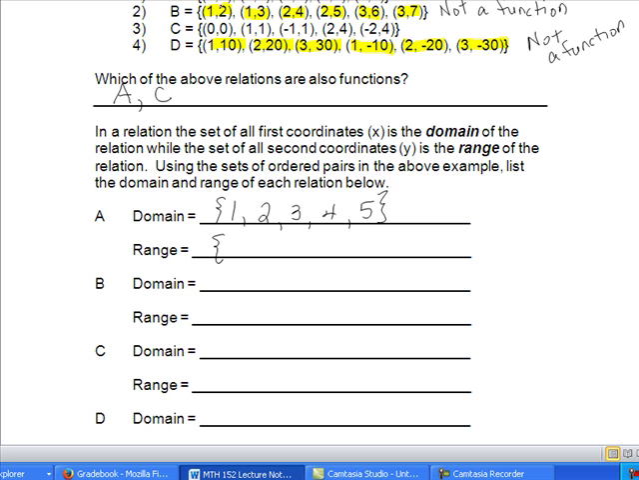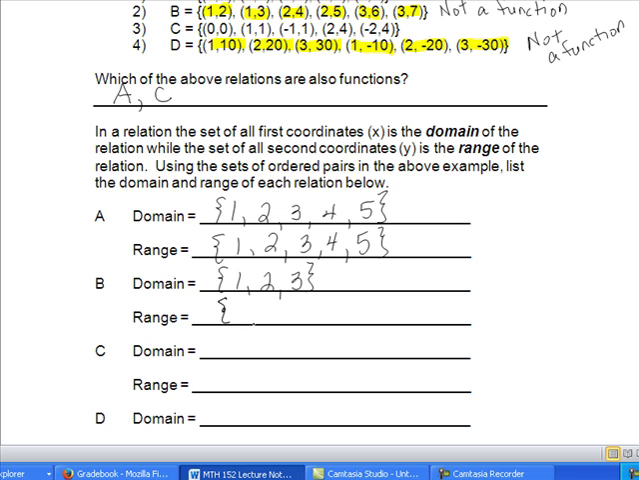Okay, the domain in B, which is a relation but not a function, would be 1, 2, 3. They're the only x's that are used. The range, we have 2, 3, 4, 5, 6, 7.